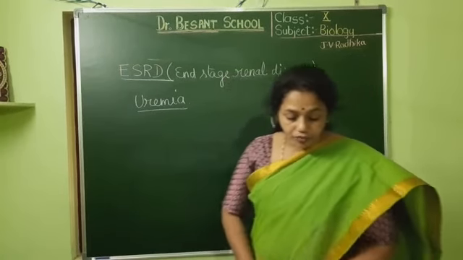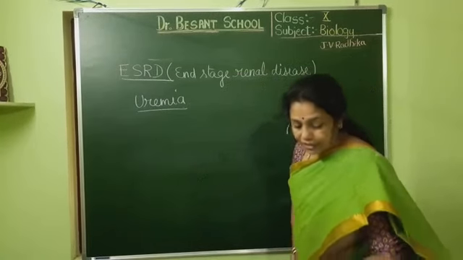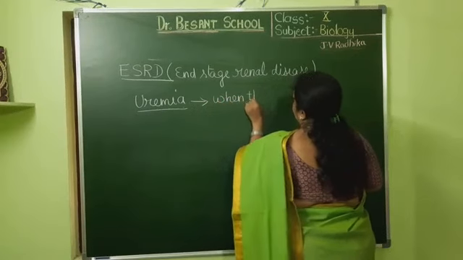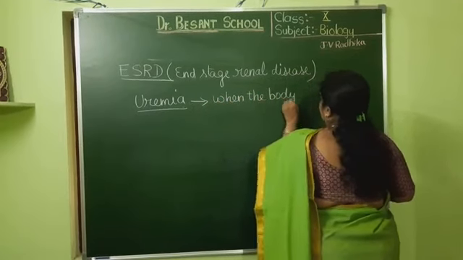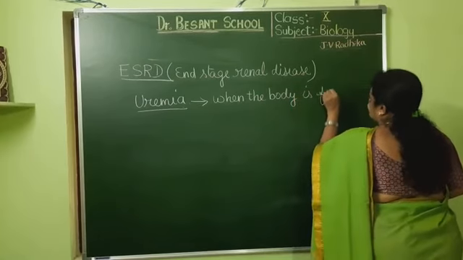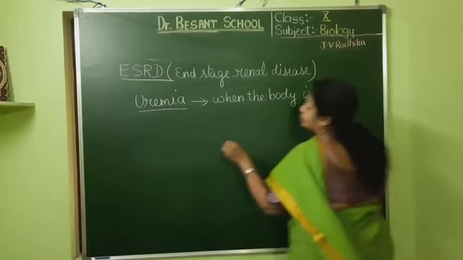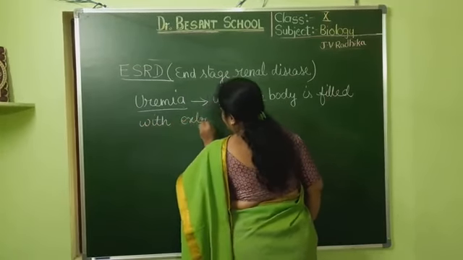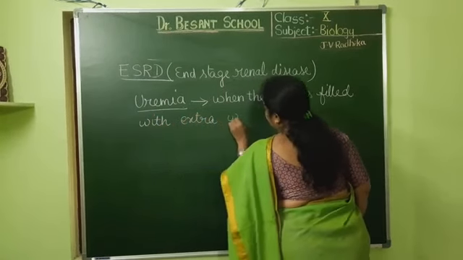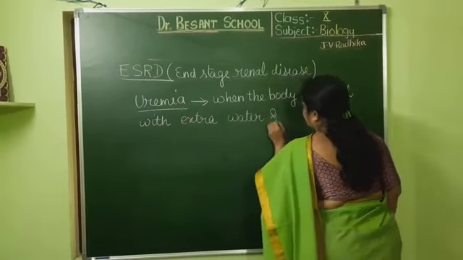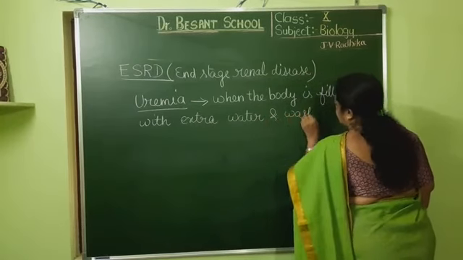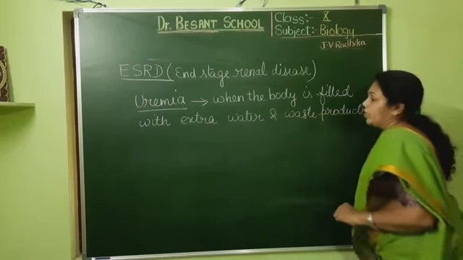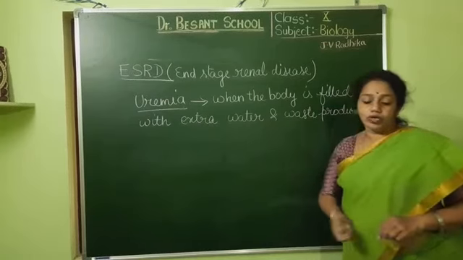Here I write down: when the body is filled with extra water and waste products, then it is called uremia. Please note down these two.